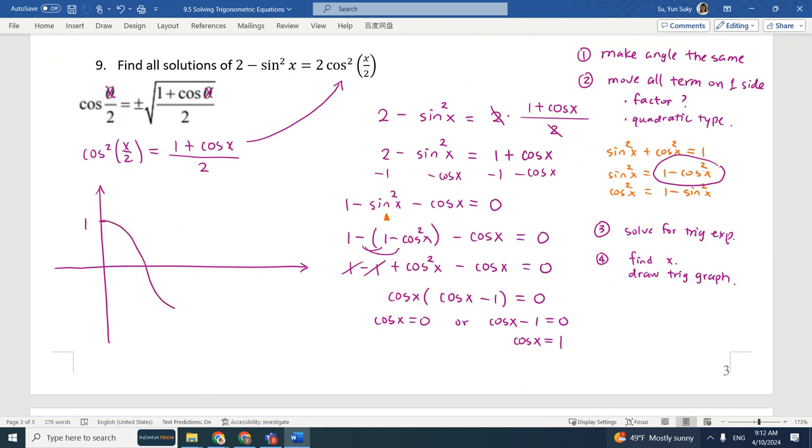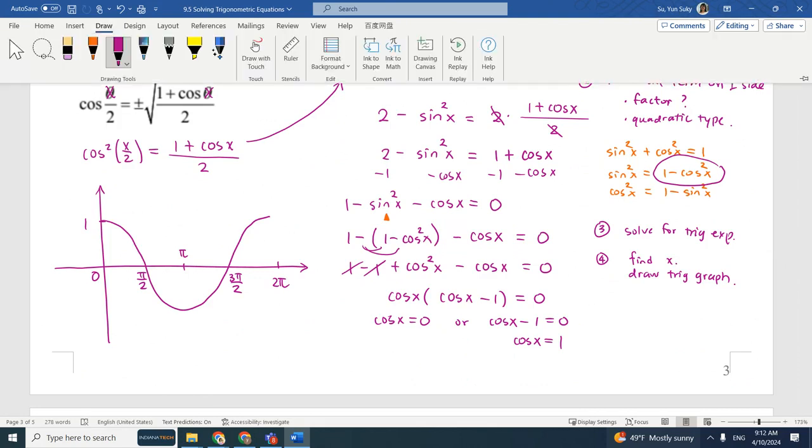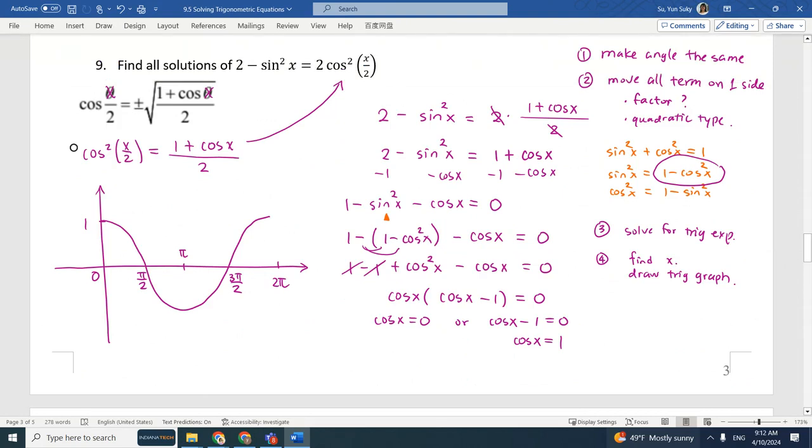Everybody familiar with the trig graph? Practice a lot. The period is 2 pi, and it's a wave starting from 1, like the slide. And then you have all the important angles. Again, if you miss some notes, please print out the worksheets and take notes.